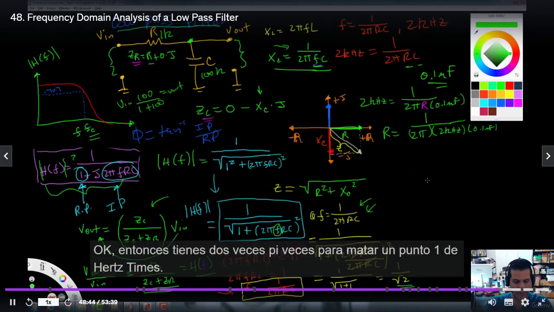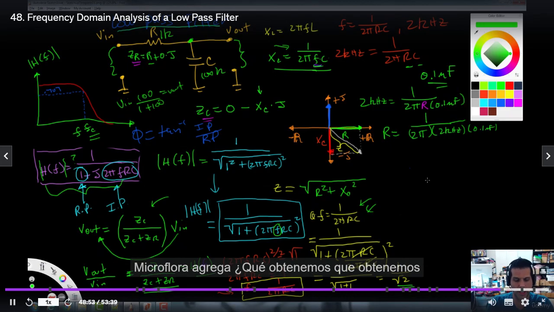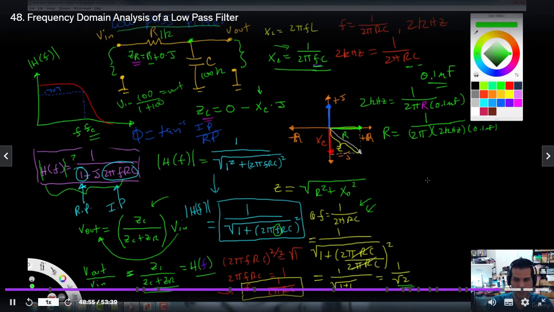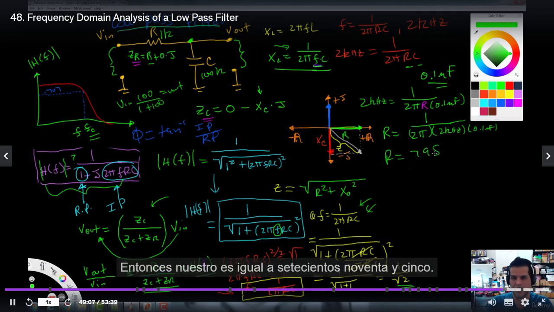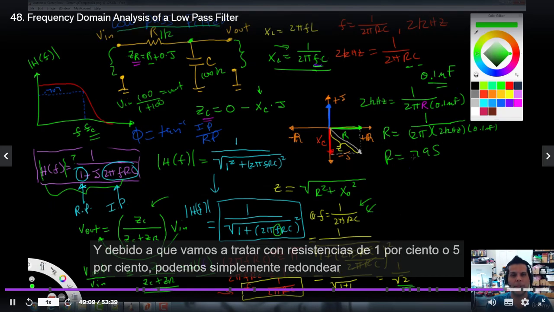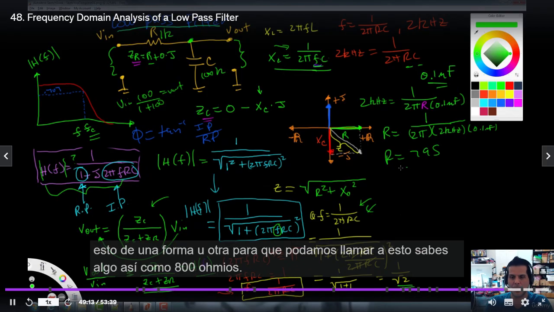Okay, so we've got 2 times pi times 2 kilohertz times 0.1 microfarads. And what do we get? And then invert that, 795 ohms. All right, so we get 795. So R equals 795. And because we're going to be dealing with 1% or 5% resistors, we can just round this one way or another. So we could call this something like 800 ohms, all right?